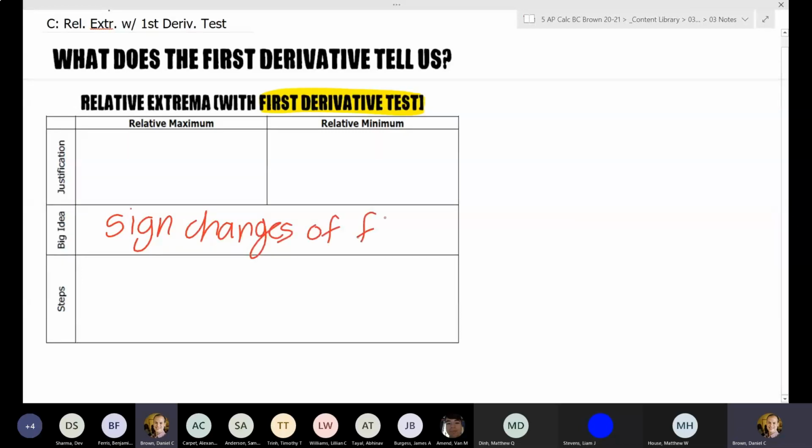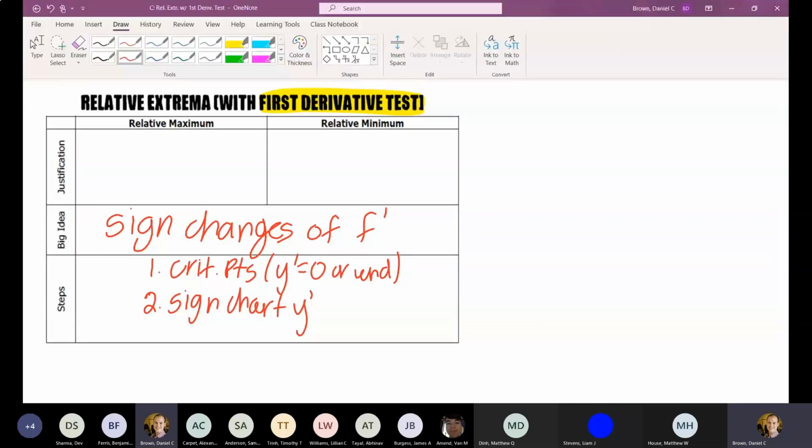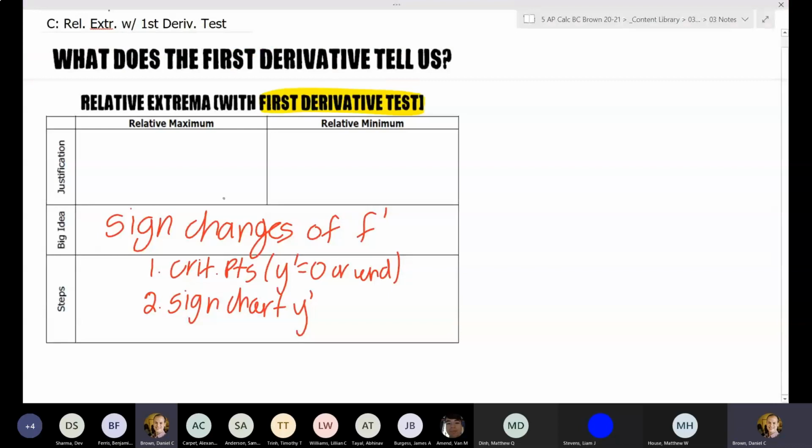of the first derivative. And the steps to doing the first derivative test are the exact same steps of finding intervals of increase and decrease. So you first have to find your critical points where the first derivative is equal to 0 or undefined. And then you have to do a sign chart with that first derivative. And the way I think about the first derivative test, we know what possible maximums look like. We know what a possible minimum looks like.